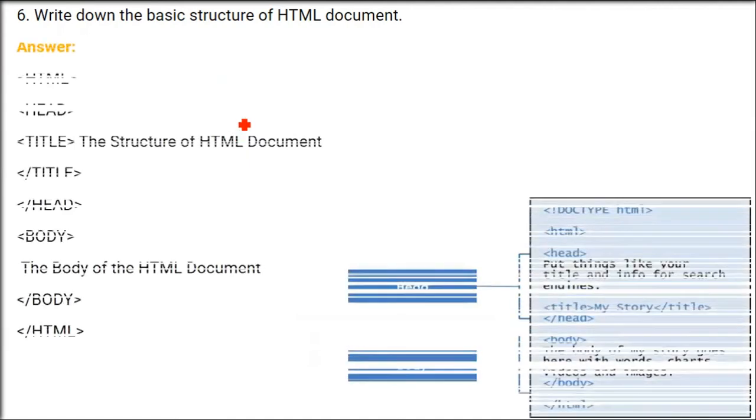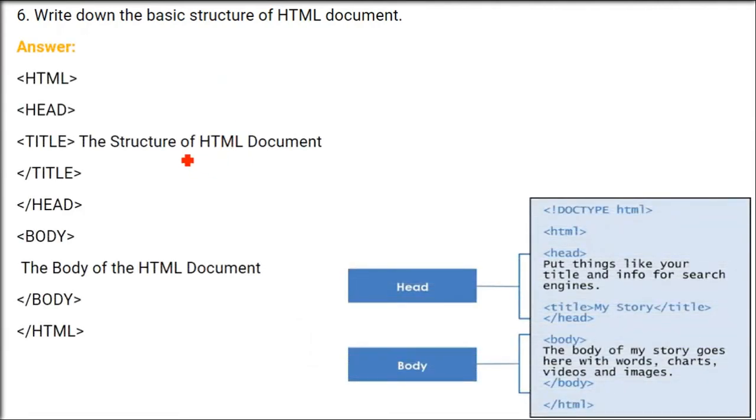Write down the basic structure of an HTML document. So the HTML document's basic structure is: first the document type, then you start with HTML and end with HTML. This is the whole HTML document. It has two parts: one is the head part, and the second part is the body part.